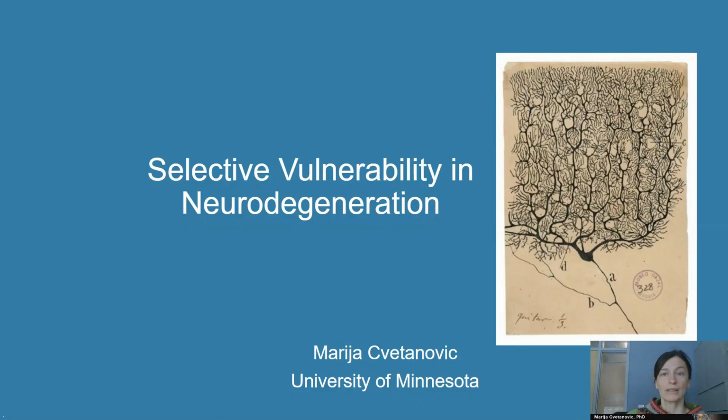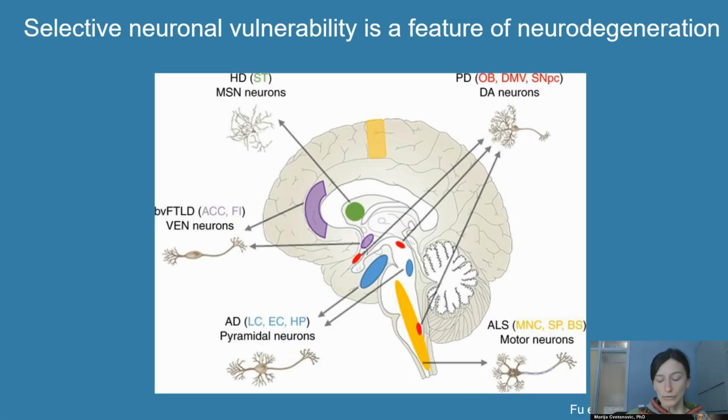So what do I mean by selective vulnerability in neurodegeneration? If we look at the most common neurodegenerative diseases, such as Alzheimer's, Huntington's, or Parkinson's disease, and look at patients at different stages of progression, you will see specific patterns in the brain in which specific brain regions, and specific neurons within those regions, are affected. For example, in this slide, in Alzheimer's disease, here labeled AD, pyramidal neurons in entorhinal cortex and hippocampus are primarily affected.